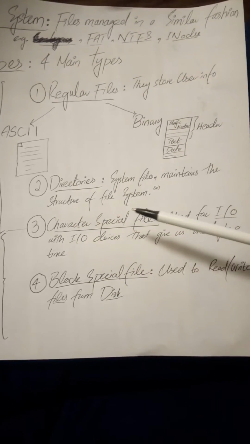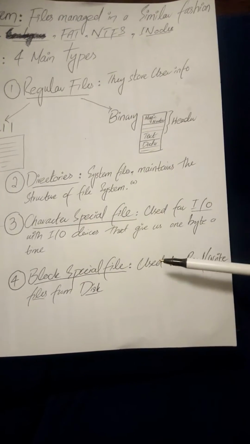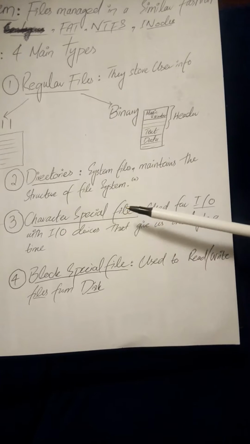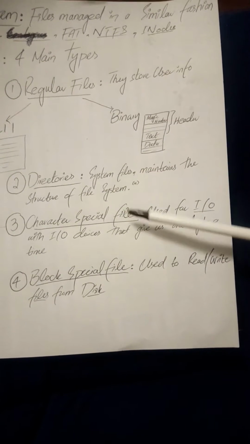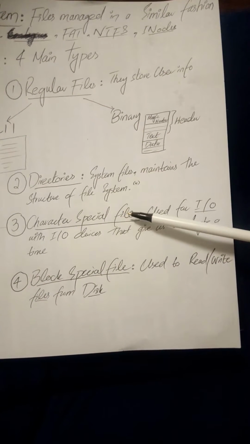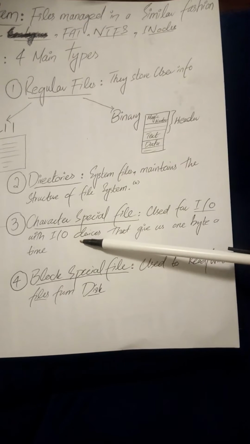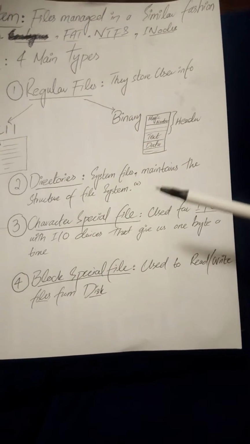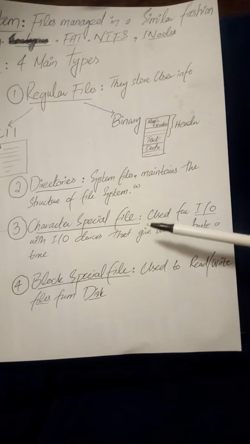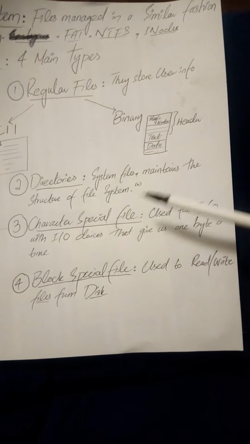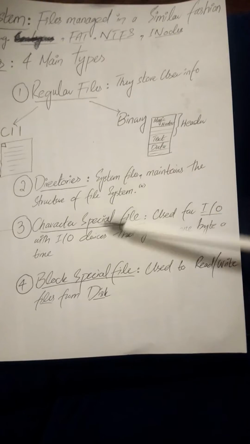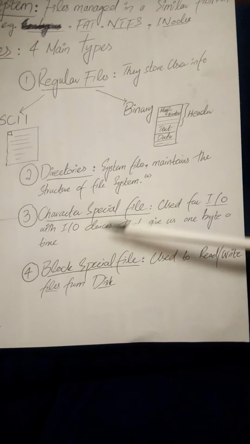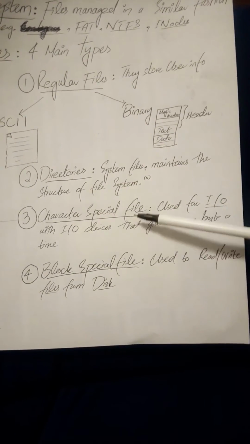The last two types which Unix has are called character special files and block special files. Character special files are used for communication, for input and output, with those IO devices which only give us one byte at a time. It could be a keyboard, when a key is pressed and you want to interact with it as a CPU. So we can use character special files for this.